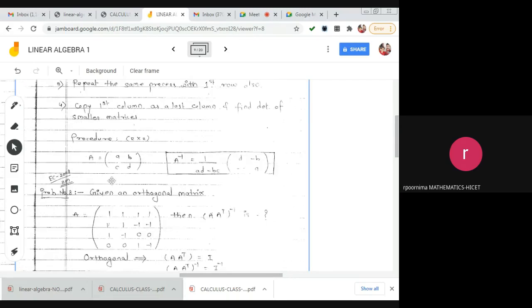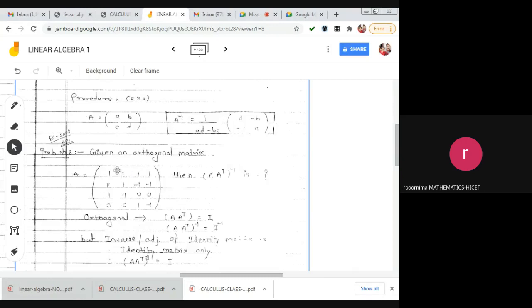Okay, so that is the procedure. It will take some time, so you can apply the normal minor and cofactor method, which will be easy compared to this method. For the 2 by 2 case, the procedure is A inverse equals adjoint of A by determinant of A only.